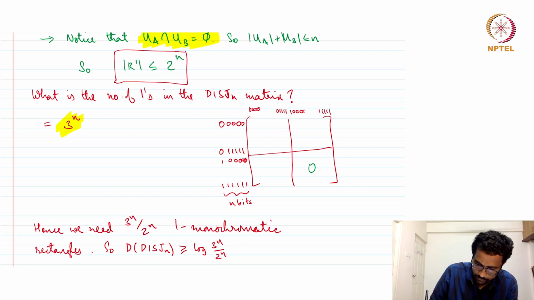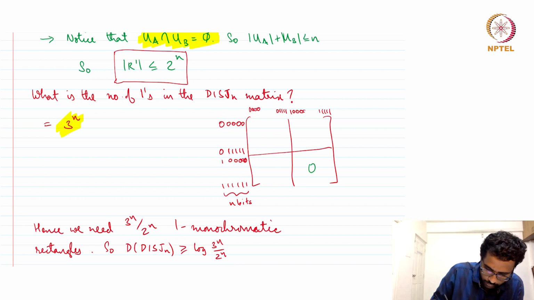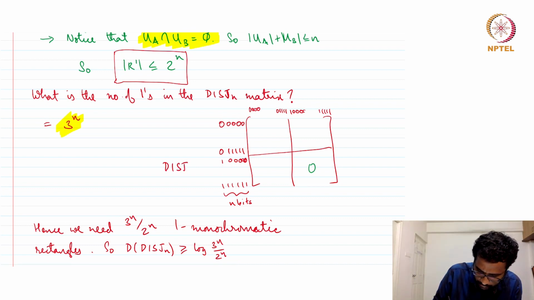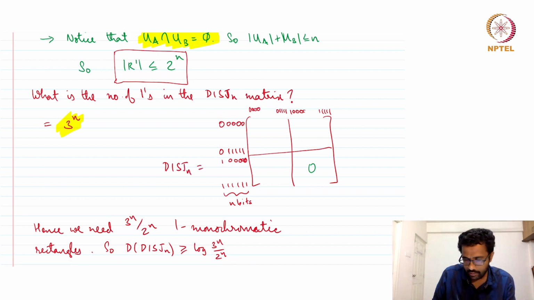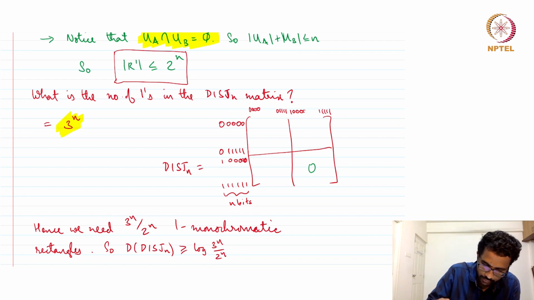Now let us look at the top left quadrant. The leading bit is 0 for both the column entries as well as the row entries. Let me call it the disjointness matrix of n. So what we have here in the top left is the first entry being 0 for both the column and row, so it is nothing but the disjointness matrix for n minus 1 bits.